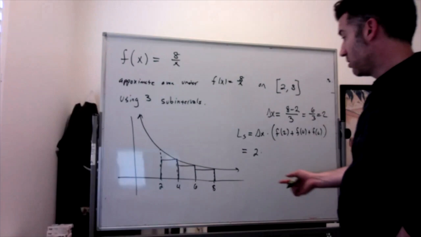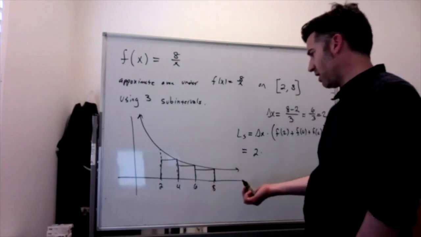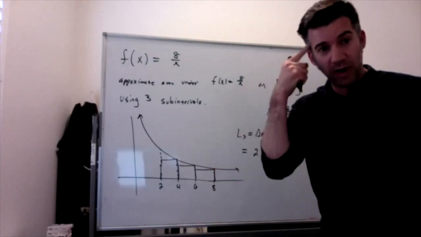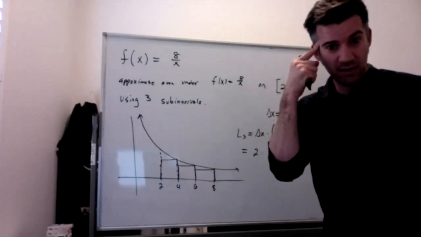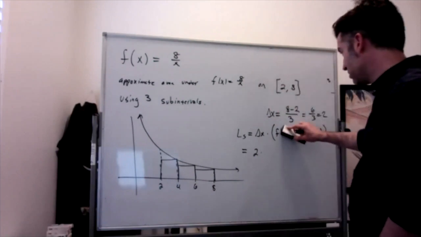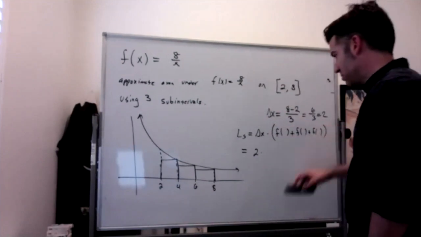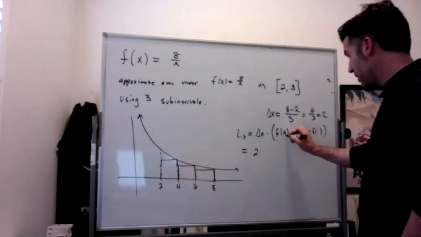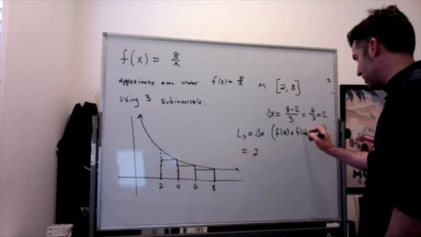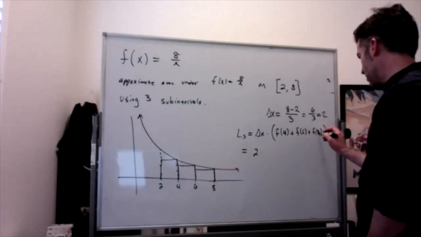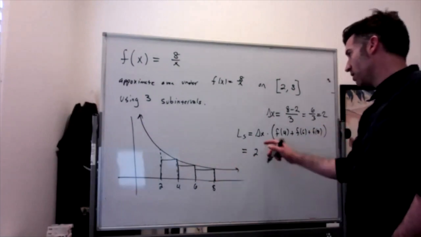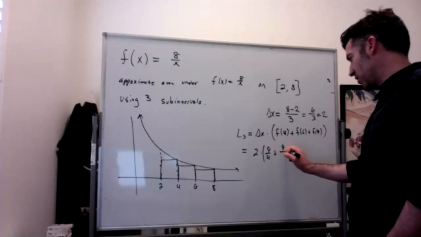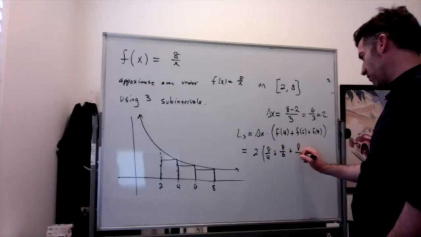I know what I did. I said lower, my brain saw the L and I thought left. So the lower sum, right? I used 4 to find the height, so it should be f of 4. I used 6 to find the height, so it should be f of 6. And I used 8, so it should be f of 8. That's going to be 2 times f of 4, which is 8 over 4, plus f of 6, which is 8 over 6, plus f of 8, which is 8 over 8.